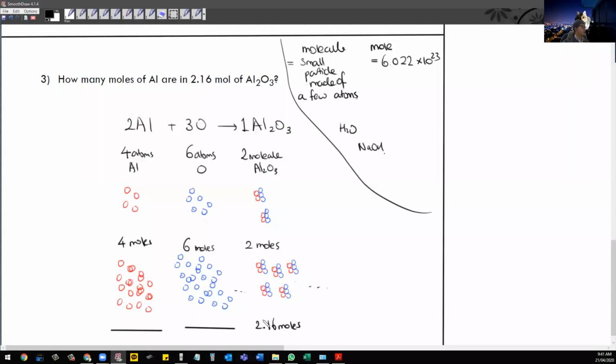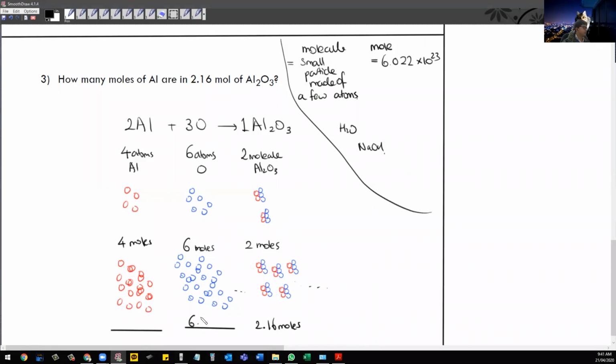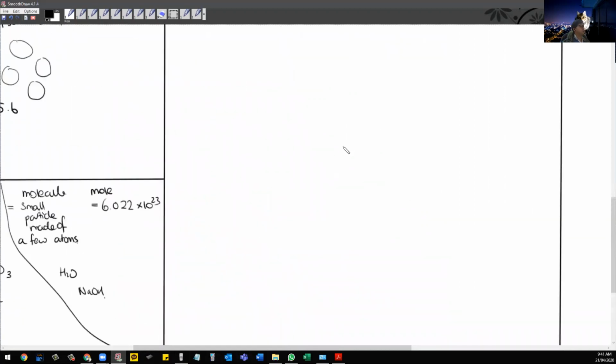So the technique is you divide by 1 and then times by 3. But dividing by 1 is meaningless, right? So just do 2.16 times 3, because it's 2, 3, 1. If you have 1 of that, you get 3 of that, so it just times up by 3, then you get 6.48 moles, right? And double this one, then you get 4.32, true? All good? Moving on.